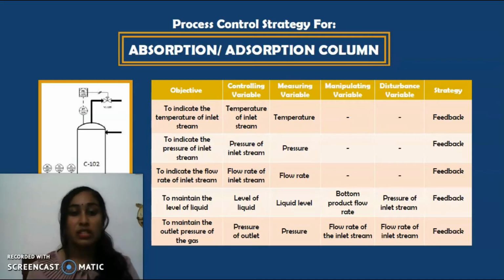And finally is the pressure controller. It is to maintain the outlet pressure of the gas, with the controlling variable of pressure of outlet. The measuring variable will be pressure, with the manipulating variable of flow rate of the inlet stream, and the disturbance variable will be flow rate of inlet stream, with the control strategy of feedback.